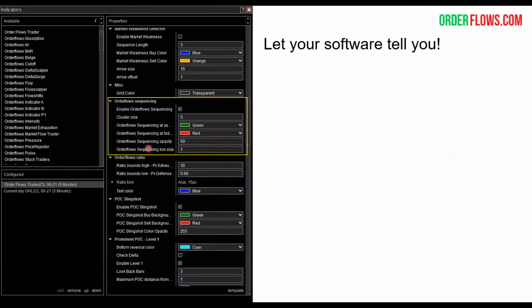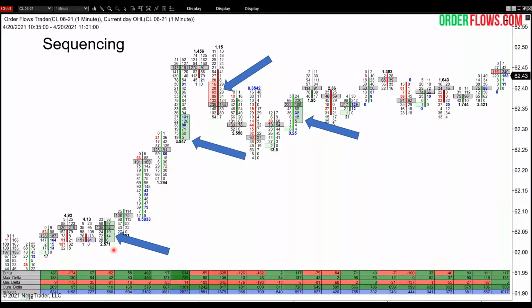So let your software do it. That's why I talk about the Order Flow Trader software: we have this function in there to highlight that to you. And as you can see, as the market is going up, right before it takes off, you see the bullish sequencing coming in. You're still in the trade. Oh, there's some bullish sequencing still happening here. Yeah, I can let it run a bit. Uh-oh, bearish. Okay, so you start thinking of covering it now.